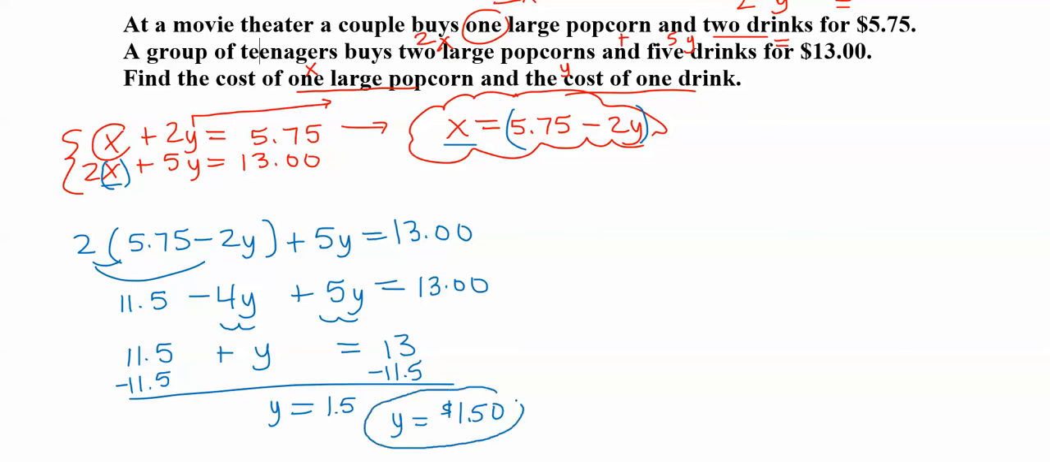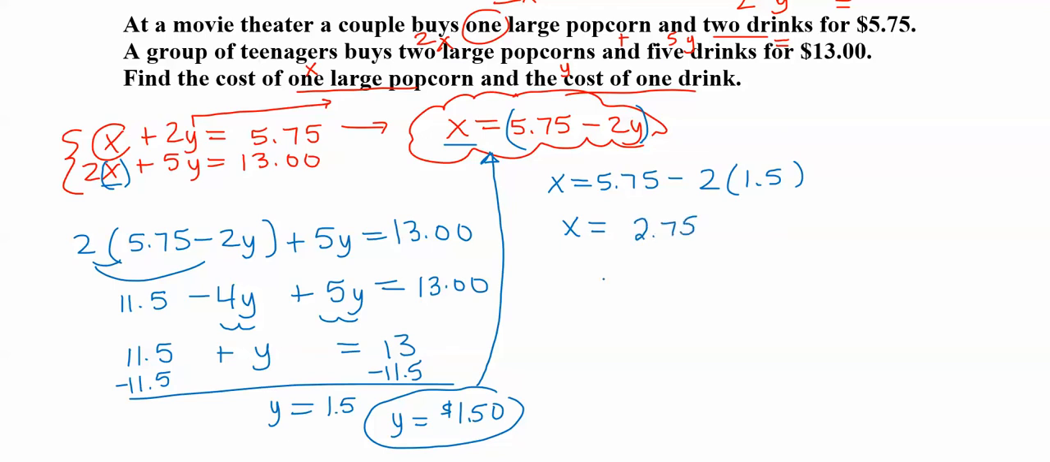So now that I know one answer, you go back to the beginning and you go back to this equation where we wrote x equals. So x is 5.75 minus 2 times my answer y, which is 1.5. So type that expression in your calculator and you'll get x is 2.75, or $2.75. So the cost of a popcorn is $2.75 and the cost of a drink is $1.50.